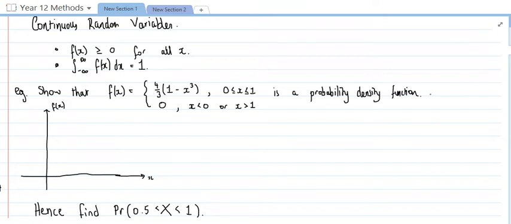Hi everyone, welcome to the video on continuous random variables. In this video I'm going to go over how to solve probabilities with continuous variables, and we're going to be using the calculator a fair bit as well, so we'll see how all of that goes.